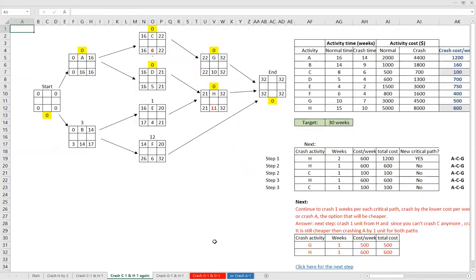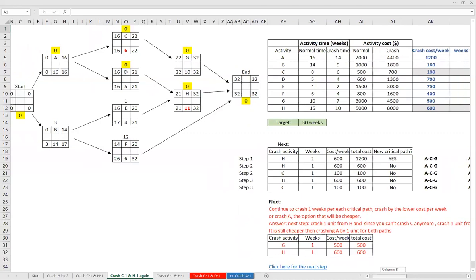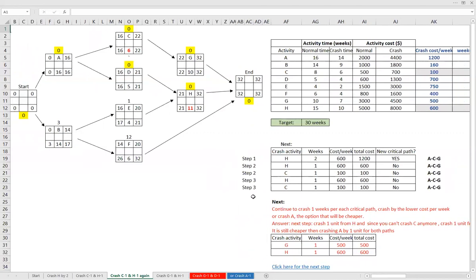And here is the next step. We're crashing again C by 1 unit and H by 1 unit. If you look at our schedule now, we will not be able to crash C anymore if we need it. In H, we have only 1 week left. As a result, nothing has changed in the critical path. So now we continue to the next step. We reached 32 weeks, so we still need to crash 2 more weeks.